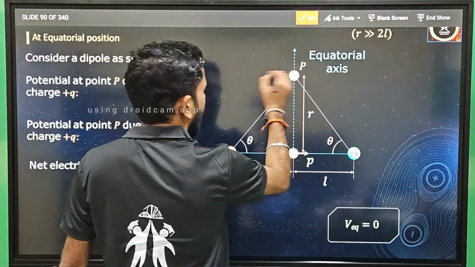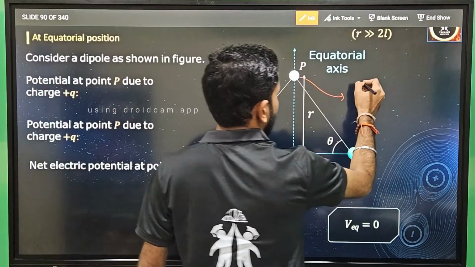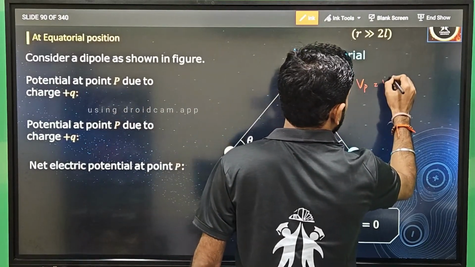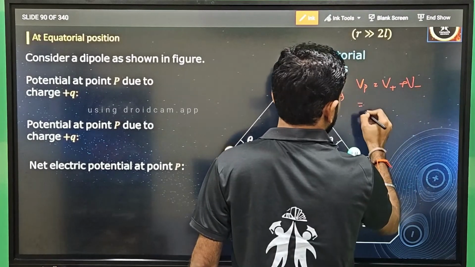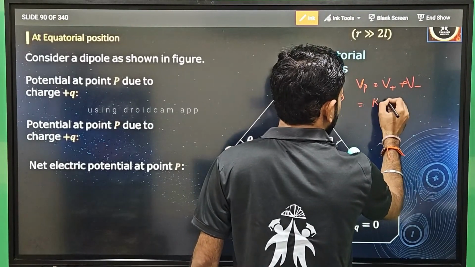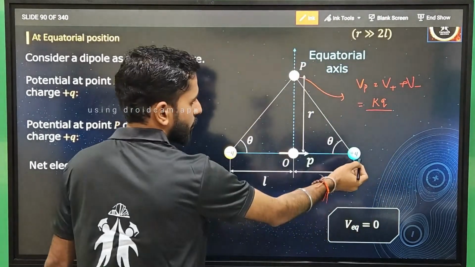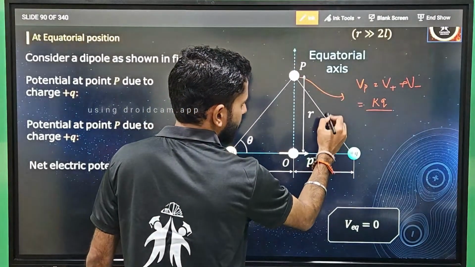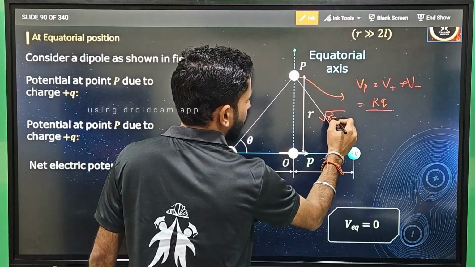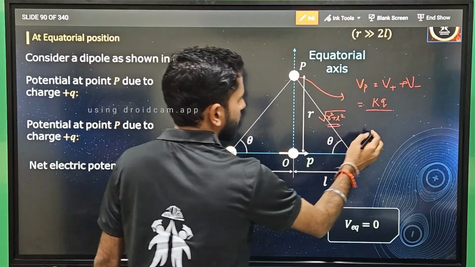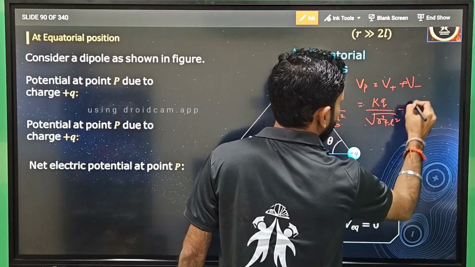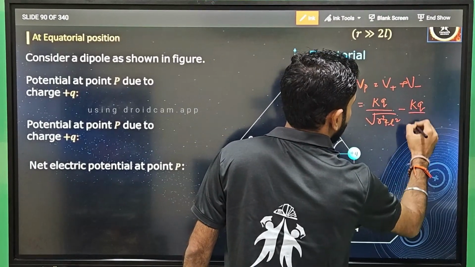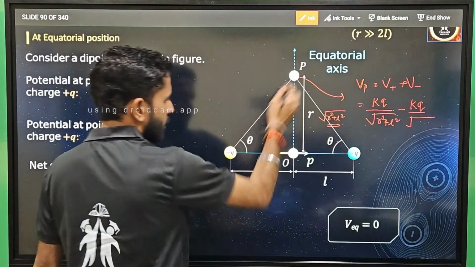Tell me again, you write potential at point P. It will be potential due to positive charge plus potential due to negative charge. This time the distance is also equal. How? Kq. Tell me, due to positive charge, what is the distance that you write? The distance is root under R square plus L square. This is what you are going to write. R square plus L square, minus Kq divided by root under, what is the distance for this?